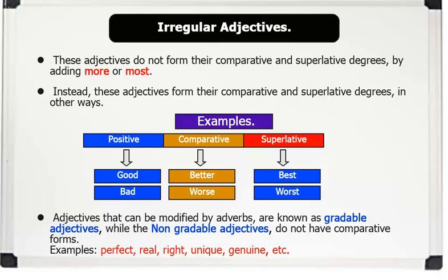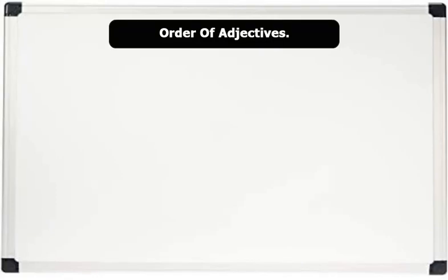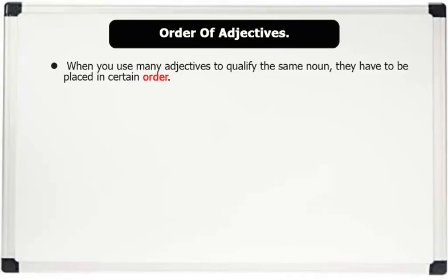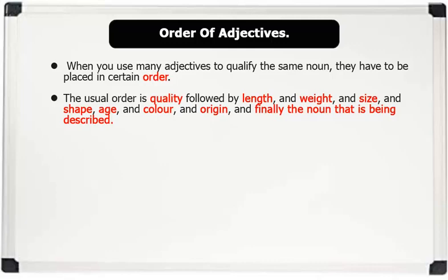Let's go over to order of adjectives. Order of adjectives. When you use many adjectives to qualify the same noun, they have to be placed in a certain order. The usual order is quality, followed by length, and weight, and size, and shape, age, and color, and origin, and finally the noun that is being described.